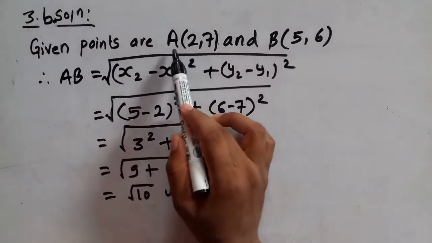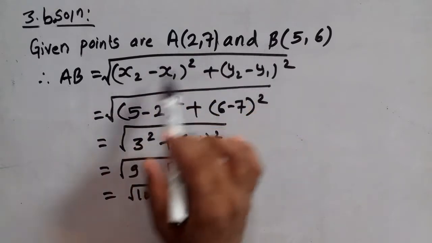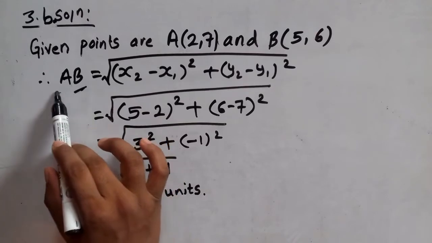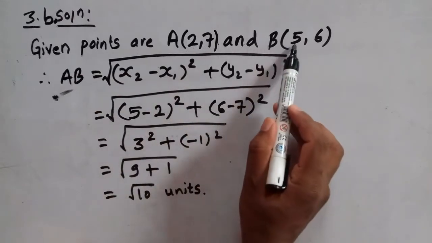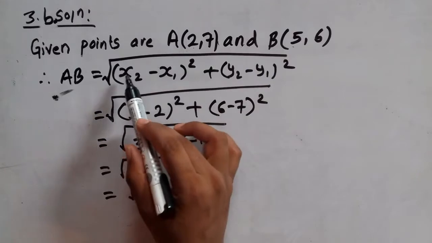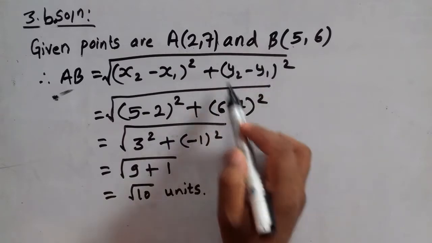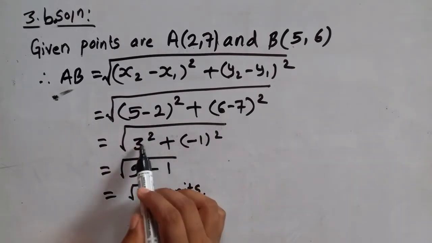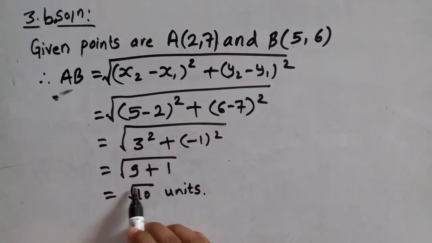In question number B, these two points are given. We have written directly this distance AB equals this formula. Here B is x2, y2 and A's coordinates are x1, y1. So x2 is 5 minus x1 is 2, then plus y2 is 6 minus y1 is 7. 5 minus 2 is 3, 6 minus 7 is minus 1, 3 squared is 9, minus 1 squared is 1, and 9 plus 1 is 10. This does not have an exact square root, so we leave this as it is.